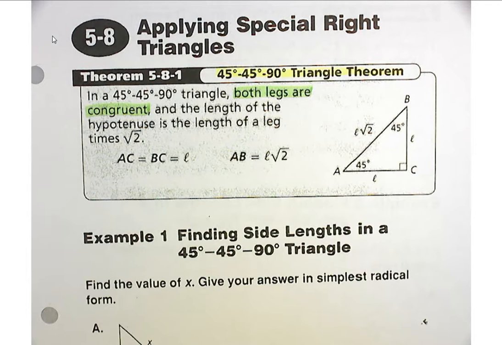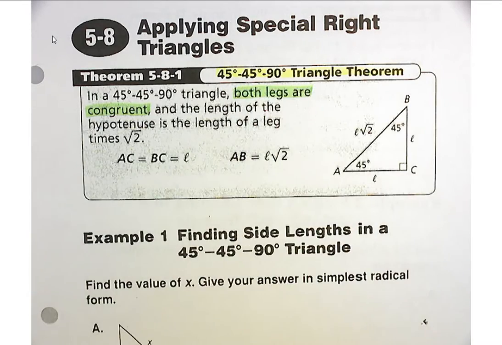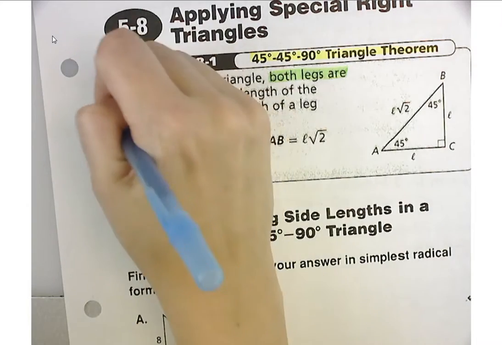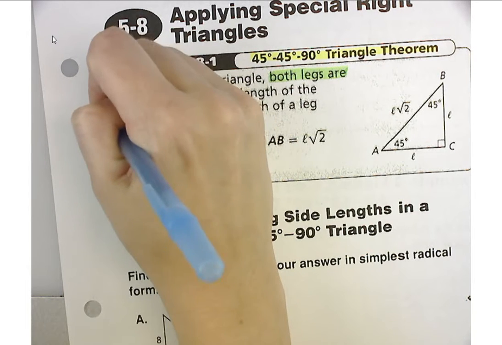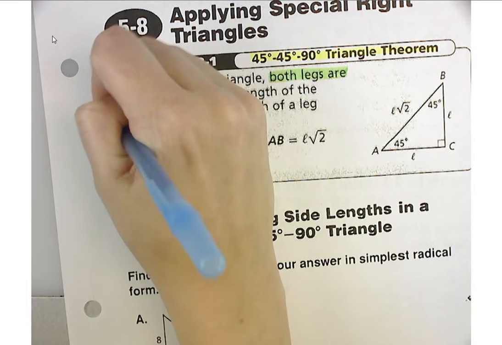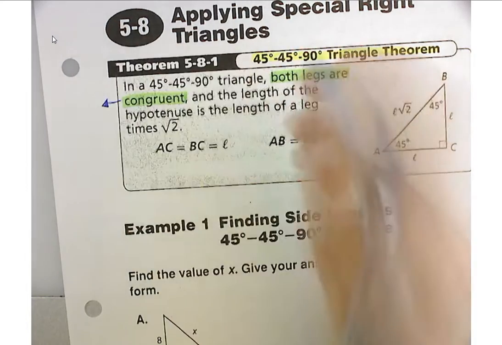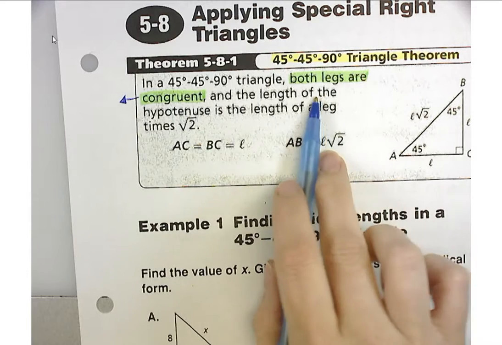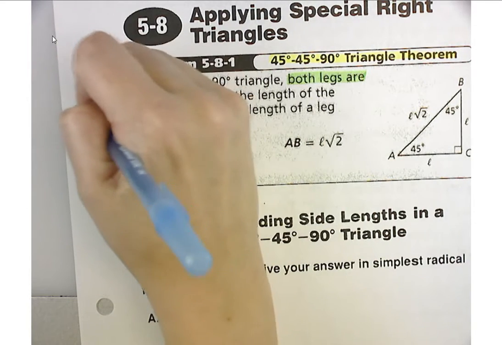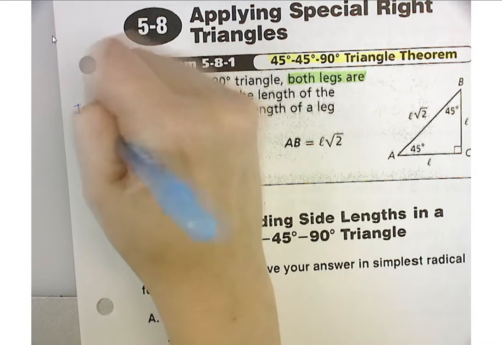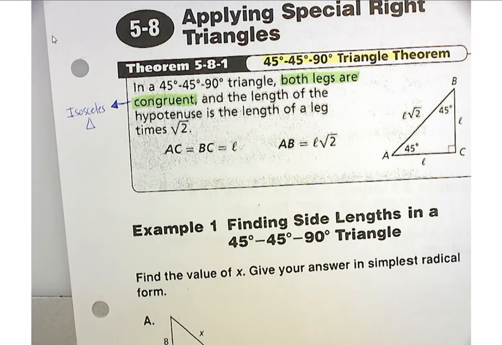So it says both legs are congruent. Ryan, if you have two sides that are congruent, what kind of triangle is that? So you have two congruent legs. Yep. Okay, so if you have two congruent legs, which we have here, it'll be an isosceles triangle. Okay, we're going to come back to that because you do have a theorem for the isosceles triangle that you are going to be applying.